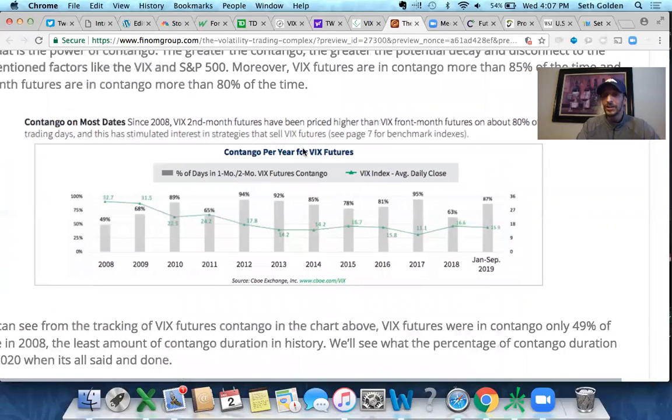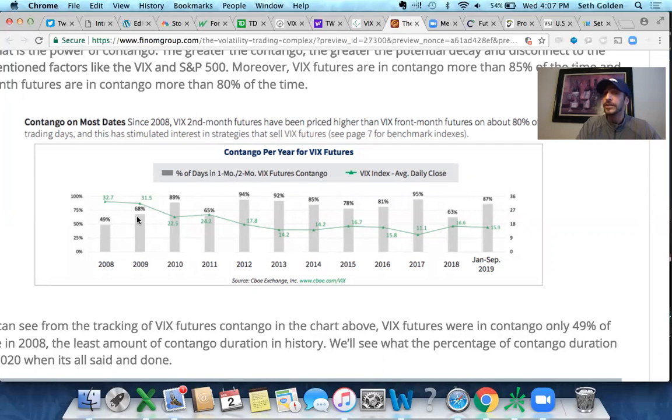Contango per year for VIX Futures, meaning that more often than not, we have an upward sloping VIX Futures term structure where all of these contracts over time will converge downward onto the VIX. 2008 was an outlier year. It was basically 50-50 contango versus backwardation.